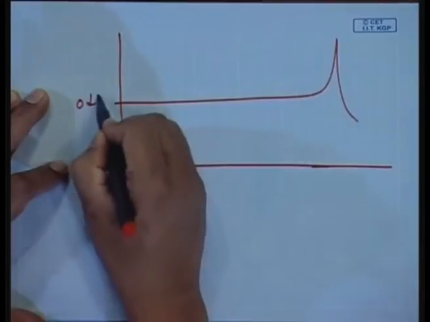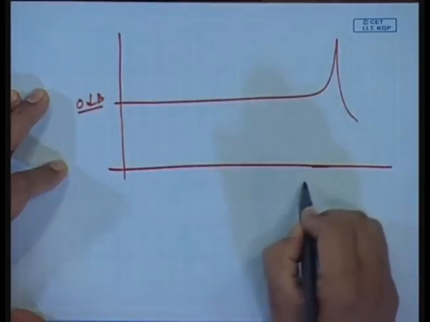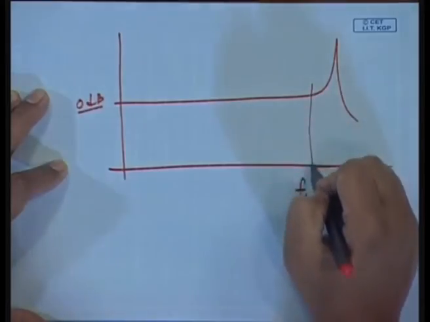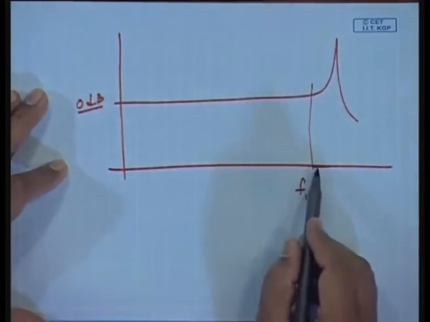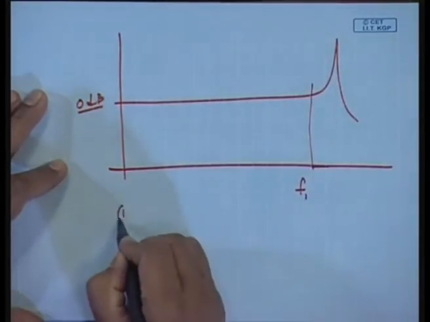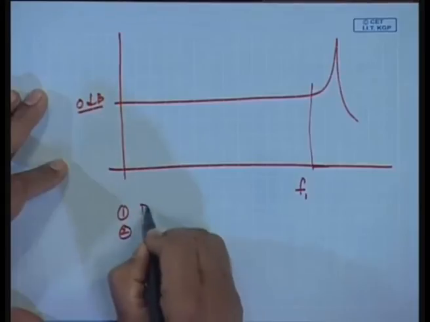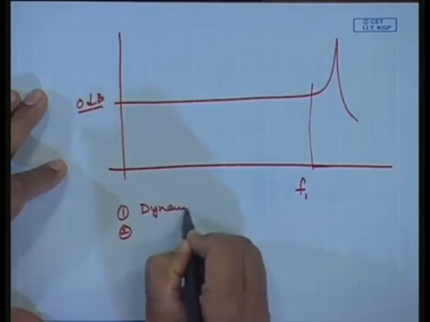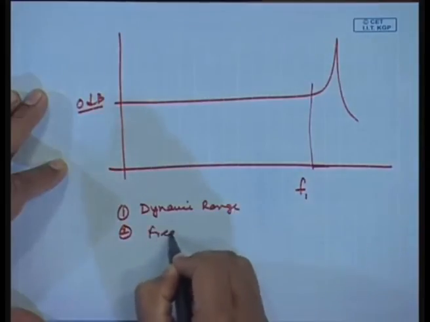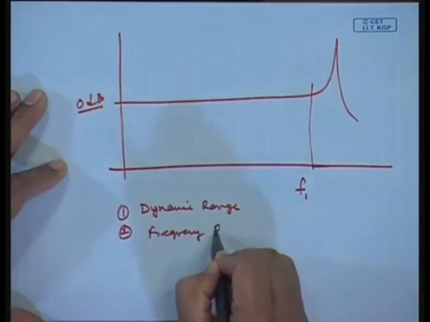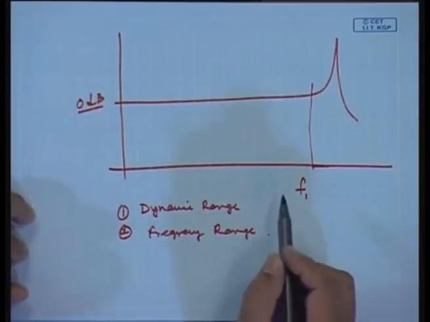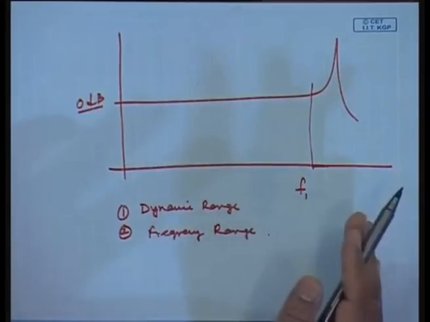This is a typical frequency response curve of a vibration accelerometer, and this sensitivity, take it back again. So, there are two important parameters. One is the dynamic range, and another is the frequency range. Because we are talking about dynamic signals.